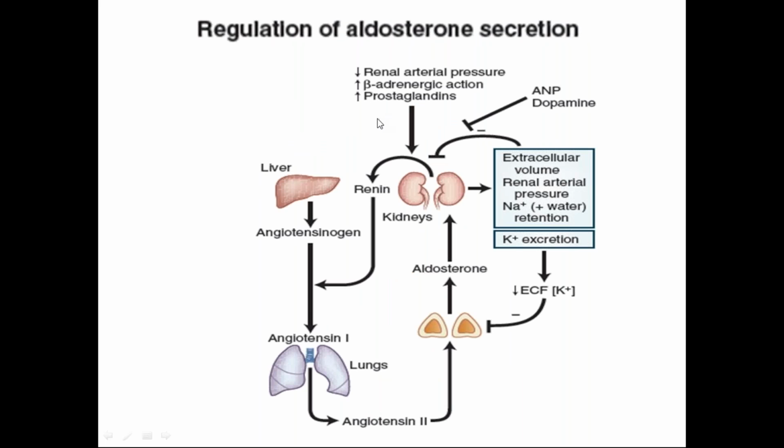So the zona glomerulosa secretes aldosterone, and the fasciculata and reticularis. Can you tell me what the zona fasciculata produces?